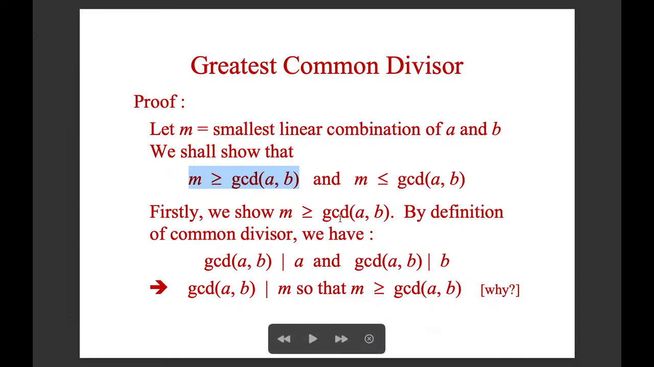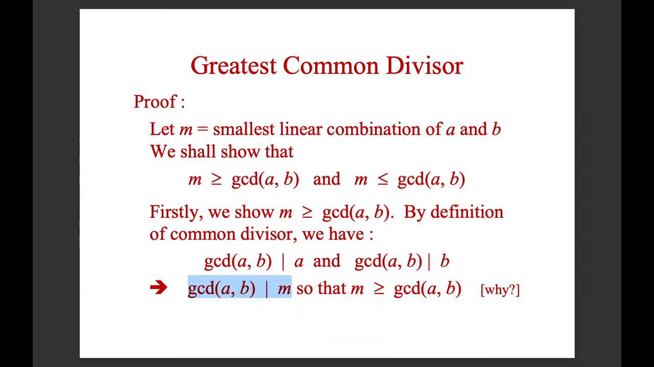Now, what we know here is, by the definition of a common divisor, GCD of A, B itself is a divisor of A. So it divides A, and it also divides B, because it is a common divisor of A and B. Now we have proven before that if something divides A and something divides B, then it divides any linear combination of A and B. So that's why GCD of A, B will divide m.